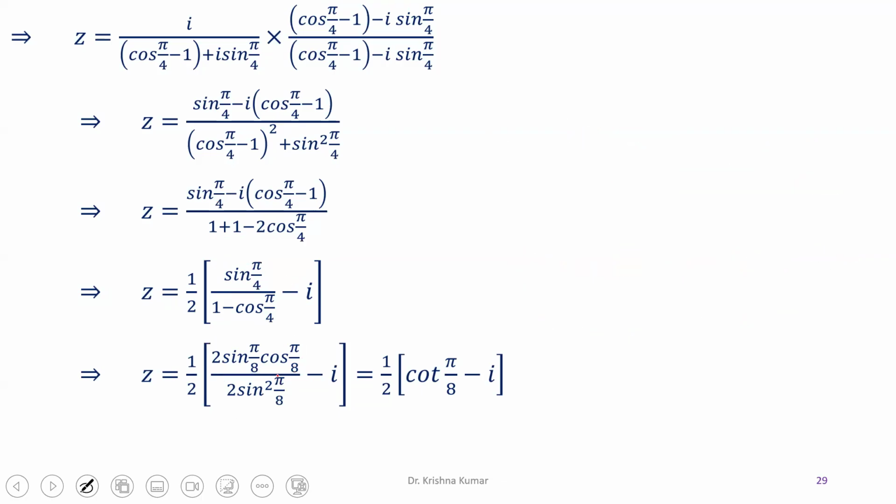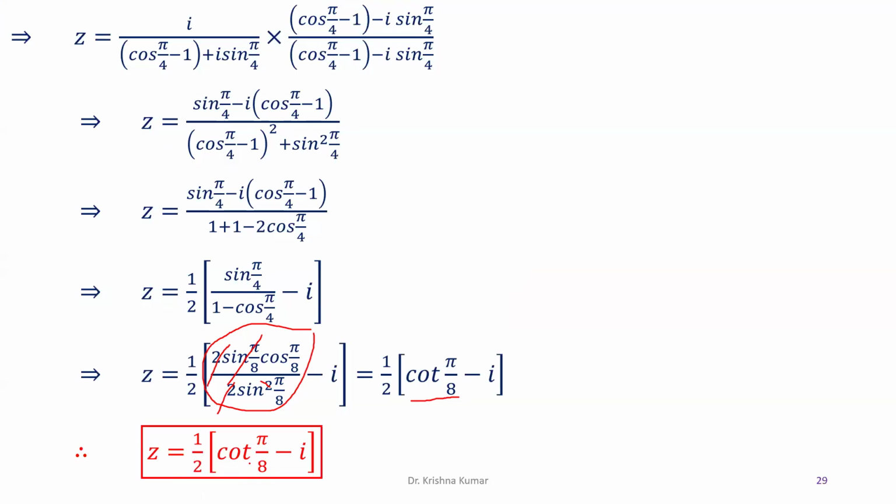Now if we divide these two terms, 2 will cancel, sin pi/8 cancels, and we get cos pi/8 upon sin pi/8, which is nothing but cot pi/8, minus i. So this is the desired complex number z, which is given by 1/2 (cot pi/8 - i). So in this example, instead of using the Cartesian form of the complex number, we use the polar form. So this is the desired answer. Thank you.